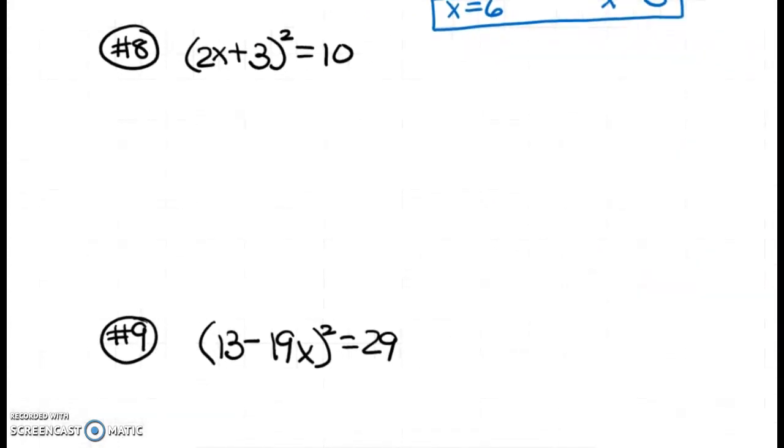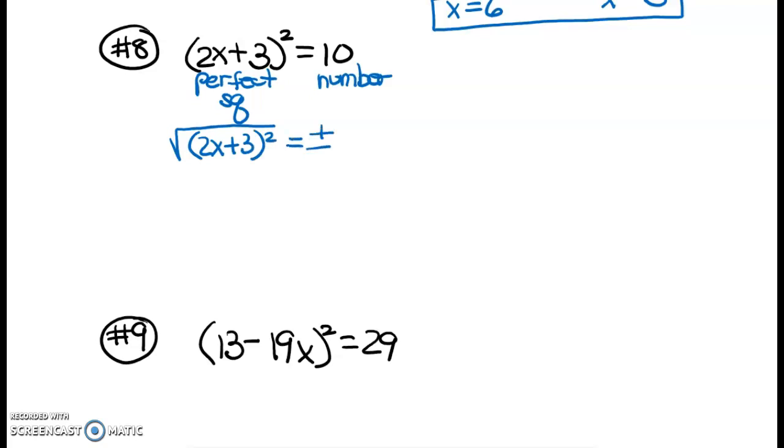All right, next, I'm going to solve number 8. All right, so I have a perfect square that equals a number. Okay, so I'm going to use the square root property to solve. So I get the square root of 2x plus 3 squared equals, and don't forget the plus or minus, the square root of 10. 10 simplifies into 2 times 5. So there's no groups of 2, so it's just radical 10. And I know when I take the square root of a square, I just get whatever it is. So I have this. So again, I need to set up my two equations.